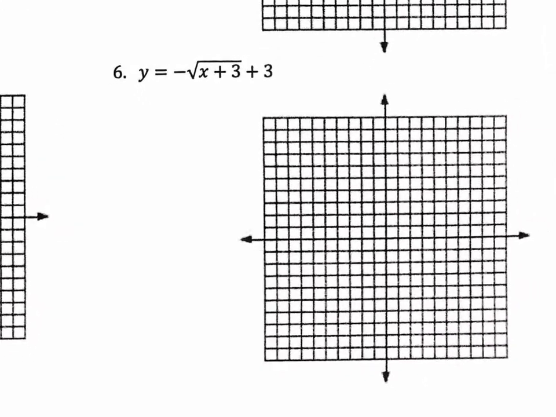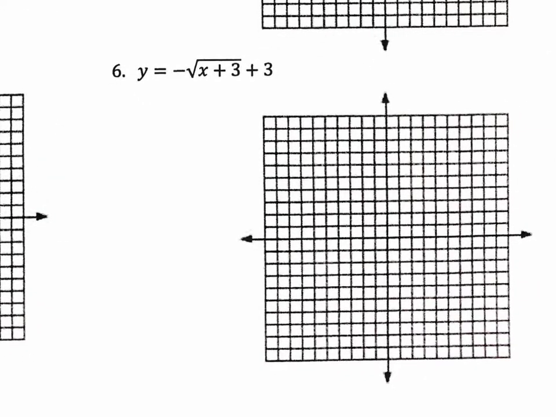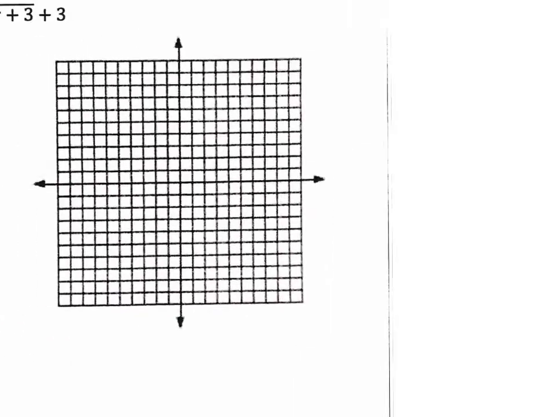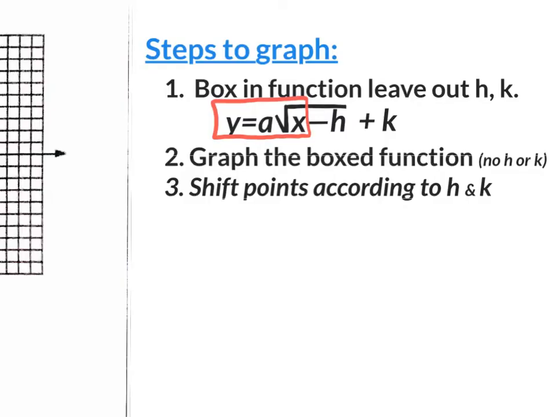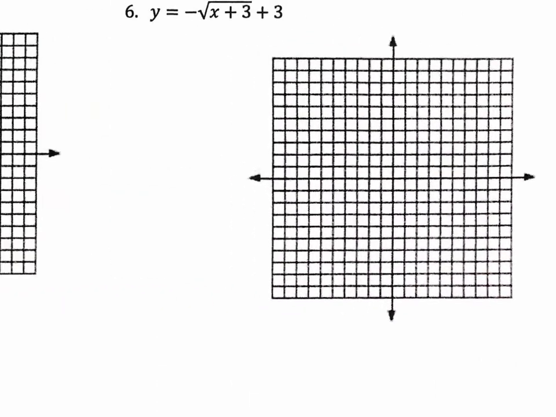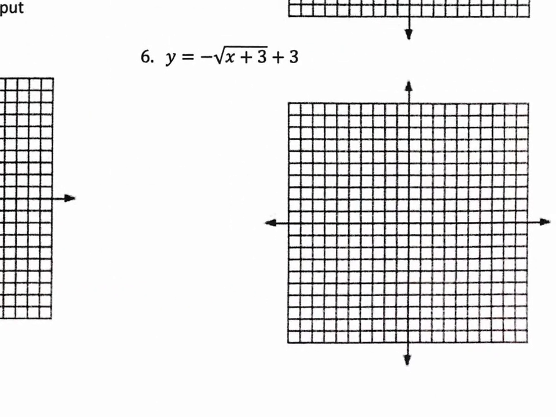6 is interesting. And if we follow the steps, where the heck are the steps? Okay, so here are the steps. If we follow those steps, let's first box in the y equals negative square root of x. So let's do that with number 6. Let's box in y equals negative square root of x. We're ignoring h and k. And let's come up with an xy table for that boxed in function ignoring h and k.